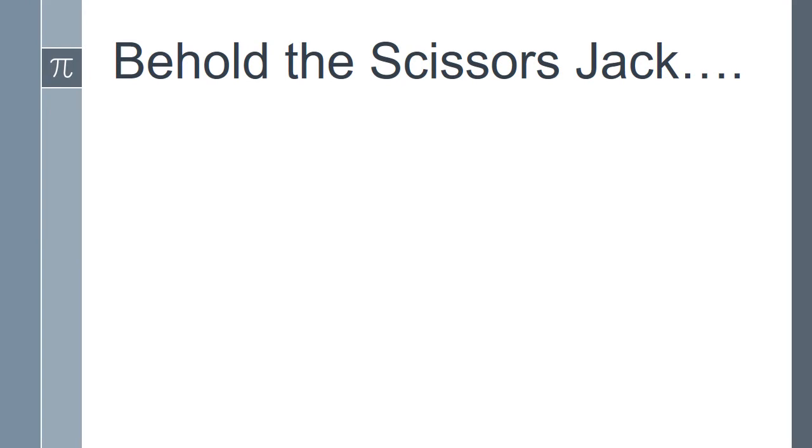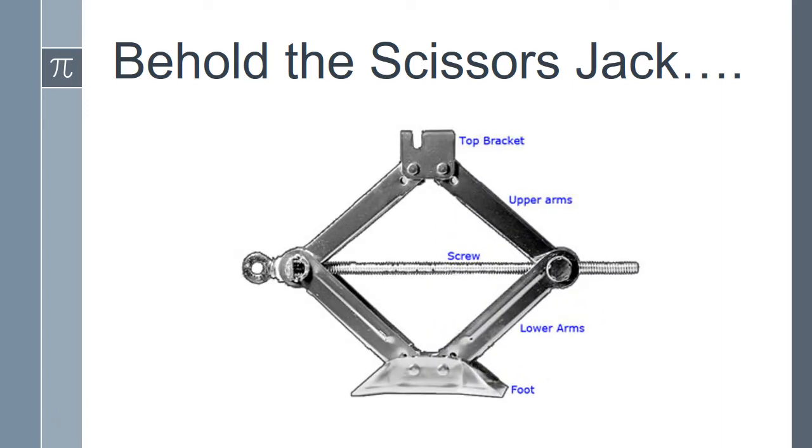Behold, the scissors jack. It's a tool used to lift cars. Some of you may have seen these before. Let's take a look. So, as you can see, there are parts to this. Number one, you've got the top bracket, upper arm, lower arm, foot, screw. But the important part about this is these two right here.